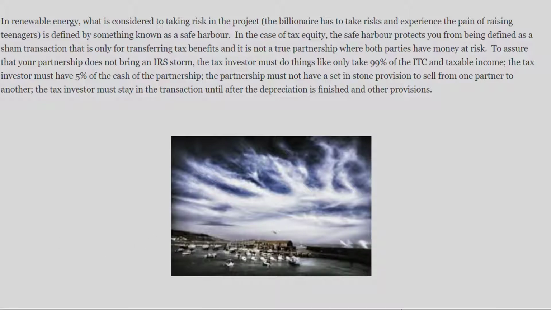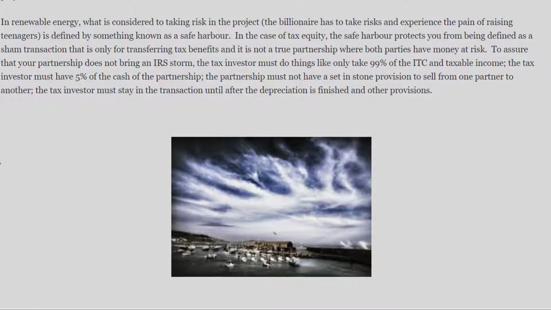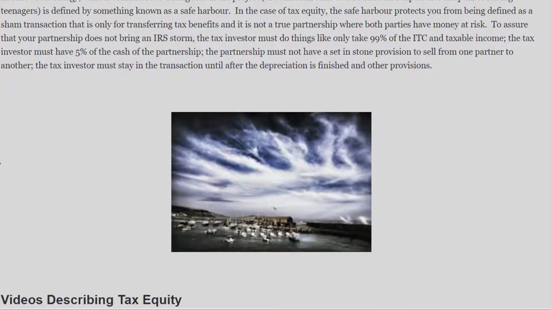I couldn't find a good picture of this. And they said, look, if you have certain specific rules, and these rules include this 99-1, 5% of the cash flow, you have to hold the asset until after the tax is finished, then you're at risk. Then the partner has a real risk. And it took me so long to understand what this whole safe harbor meant, so I tried to write it down just a little bit.